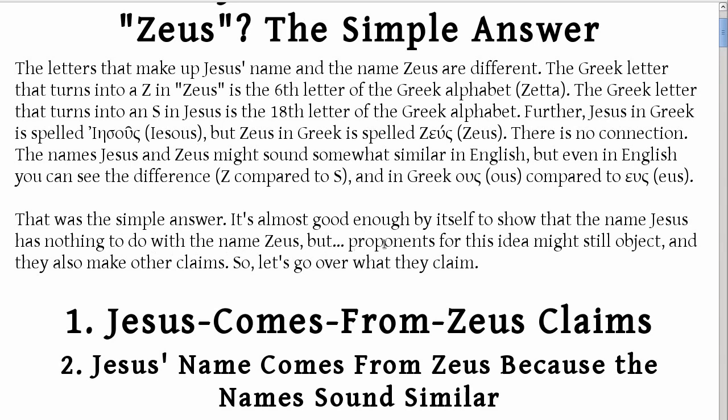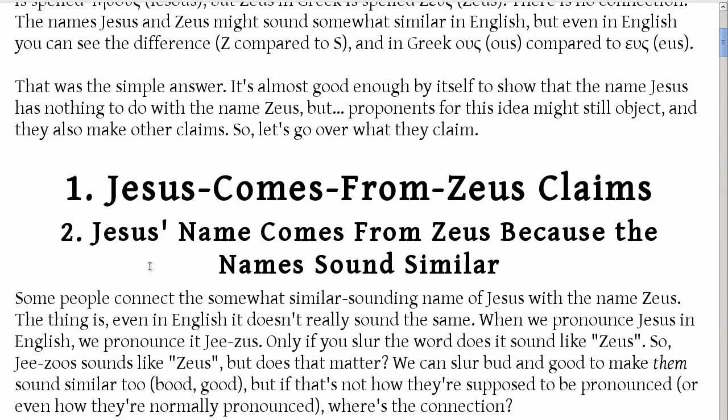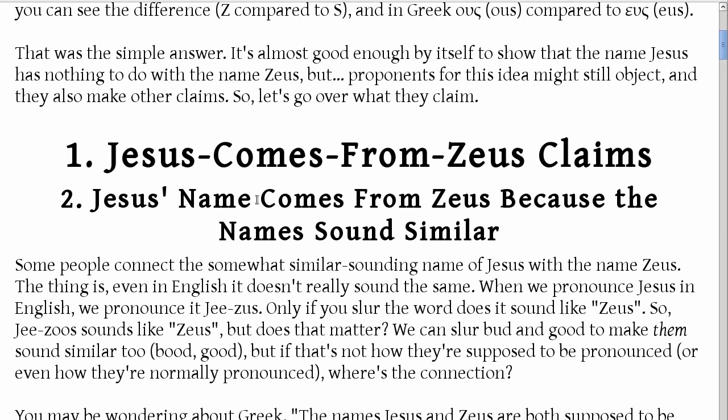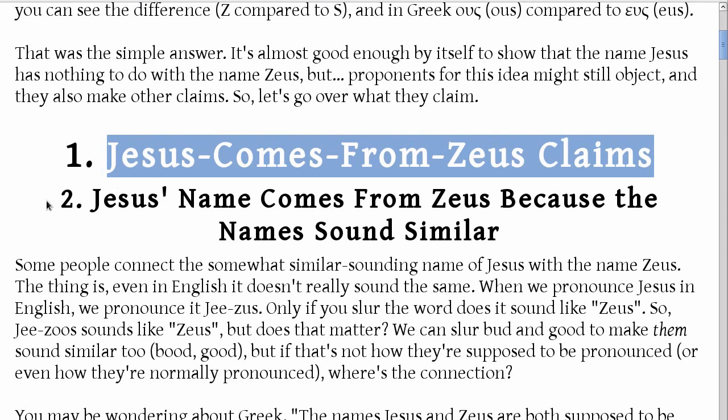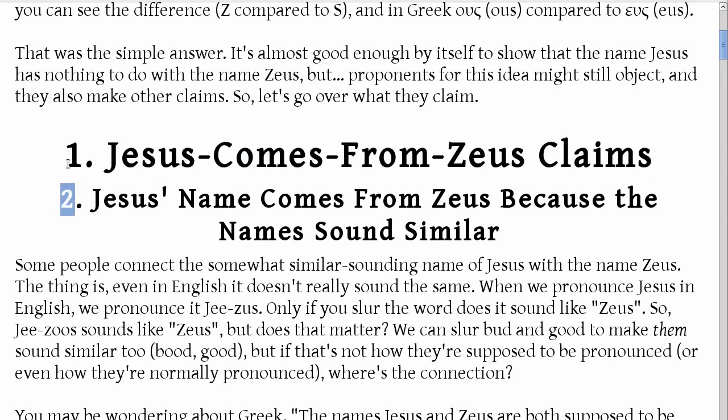But proponents of this idea might still object, and they also make other claims. So let's go over what they claim. Jesus comes from Zeus claims. Jesus' name comes from Zeus because the names sound similar. You might notice that I have numbers here. This represents that this is a top level title or topic. This is a sub, 2 is below 1, and then below 2 you'll see 3, and so on, so that you can kind of see the flow of the document. I decided to add that in, so now you know.